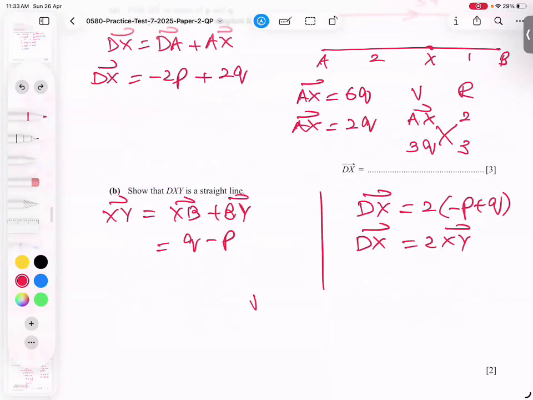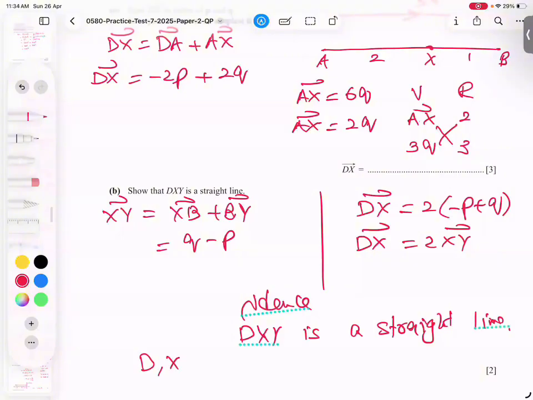So hence we can say, hence DXY is a straight line. In another wording we can say, D, X, and Y are collinear. Collinear. Okay, I hope so.